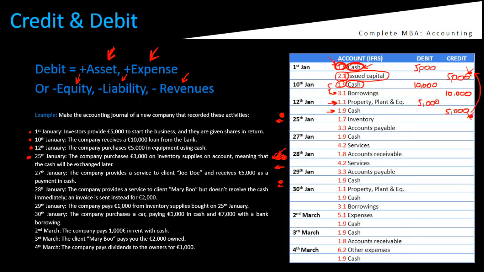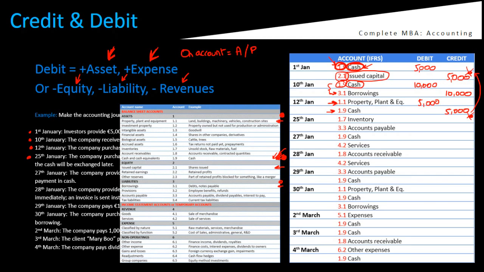Here, the company purchases 3,000 of inventory supplies on account, meaning that the cash will be exchanged later. If you remember from our last video, on account means that the cash will be exchanged later. Because you're buying that on account, you're using accounts payable, which is a liability. So let's see if we find the accounts payable. Here it is. The accounts payable is a type of liability and is the 3.3. So you put that in the accounts payable.